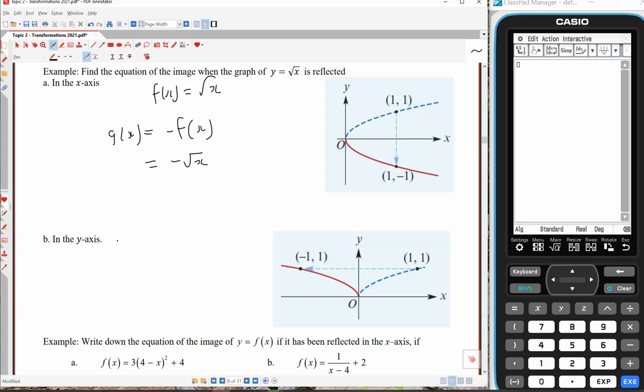In the y-axis, what we'll do is, if f of x equals root x, let's drop in g of x equals f of negative x, remembering that that is the reflection in the y-axis. So negative root x.